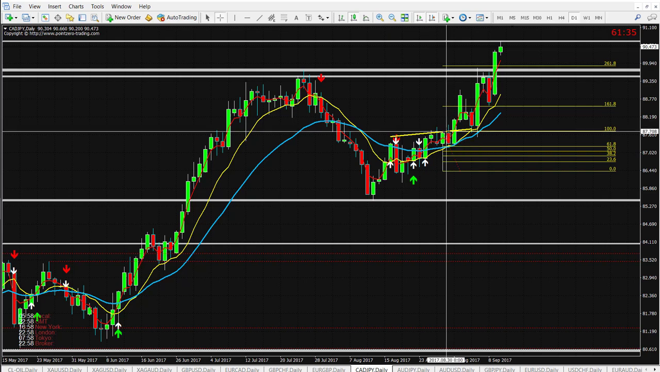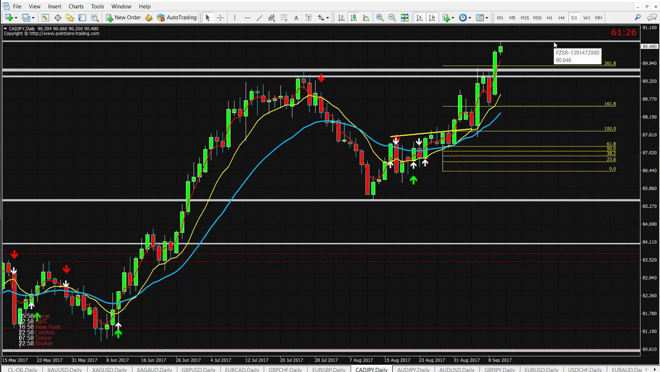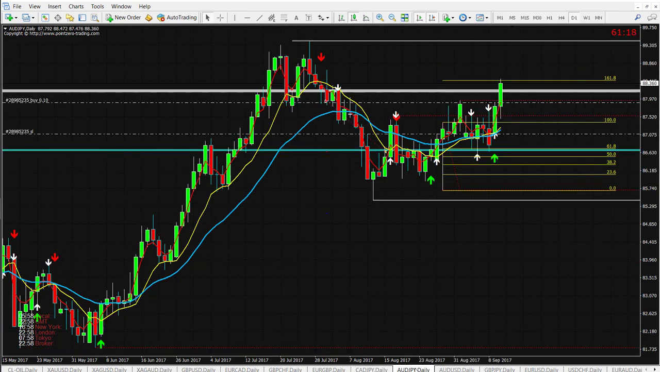But if you are in this position, probably you should be in 270 pips, and if you had your target close to 261 under this resistance line here, you would be out by now. It's a very nice profit, very nice trade. AUDJPY, I have one position here, buy.